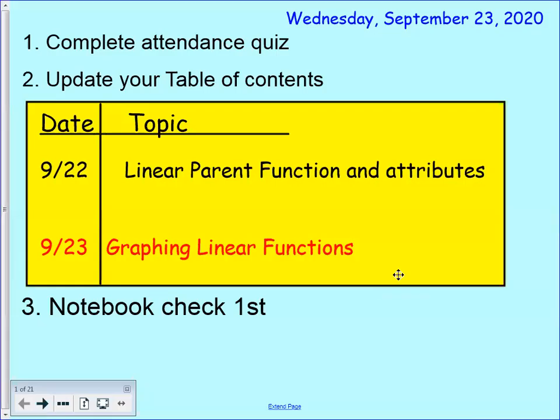All right, everybody, so you should have taken care of your attendance quiz. Your notebook check should be done, and now you are going ahead to take notes for today. Today we're talking about graphing linear functions. That's your title for today: graphing linear functions.